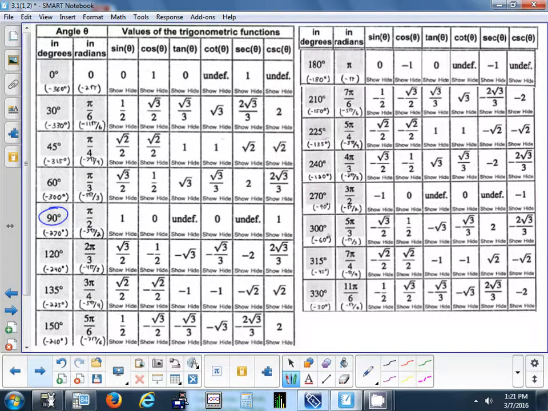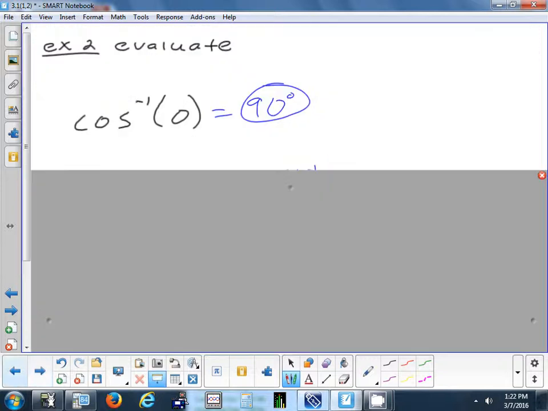Okay, biggest mistake I see when people use the table, they accidentally look in the wrong column. So maybe if you want to color code it or highlight or something, make sure you're in the right column.